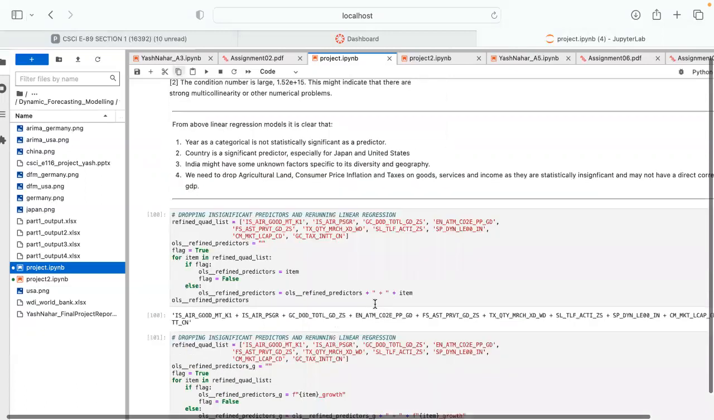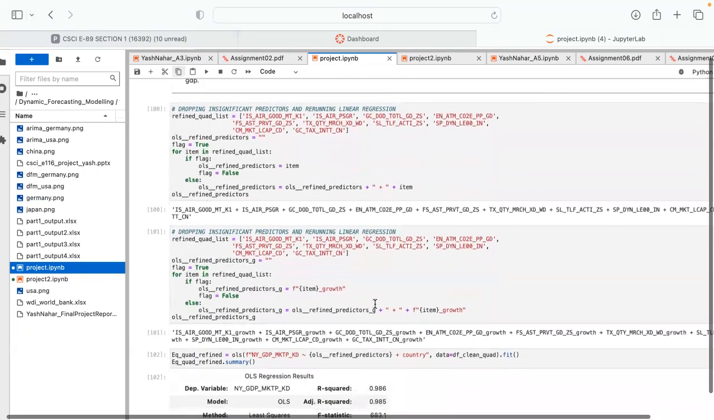Some results out of this linear regression analysis make it clear that country is a very significant predictor, especially for Japan and United States. Year is not statistically significant, and we need to drop certain features like agricultural land, consumer price inflation, and taxes because they are insignificant. But international taxation, custom duties, labor force participation, air freight, and CO2 emissions are significant variables.